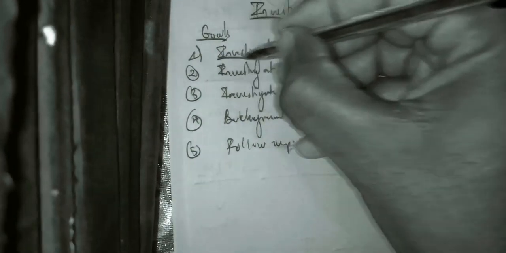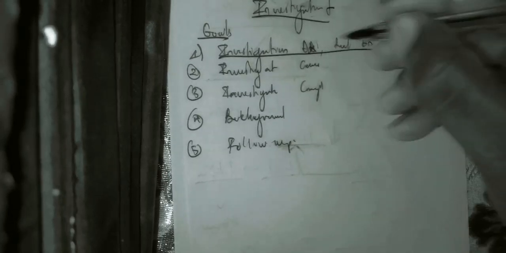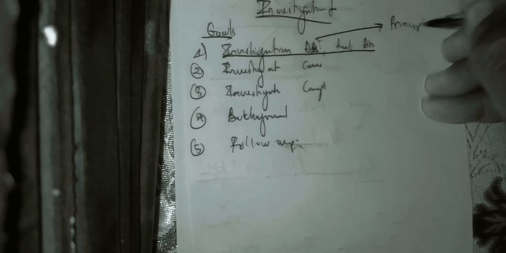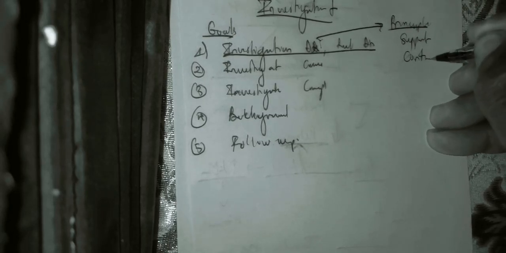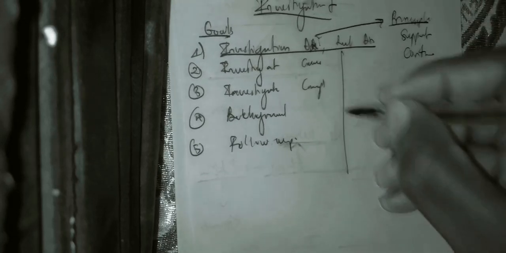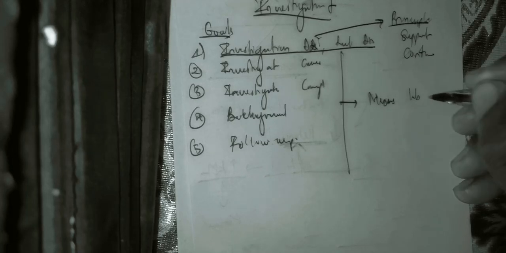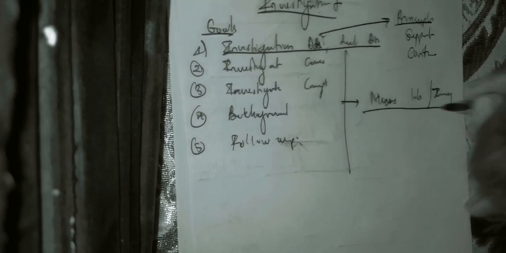Now I've already said that according to Schwartz, when you investigate for the diagnosis, you use the principle of investigation, and the principle of investigation is to support, then confirm. For the other goals, you use the means of investigation, which are laboratory and imaging. Now we start with the first goal, investigating the disease.